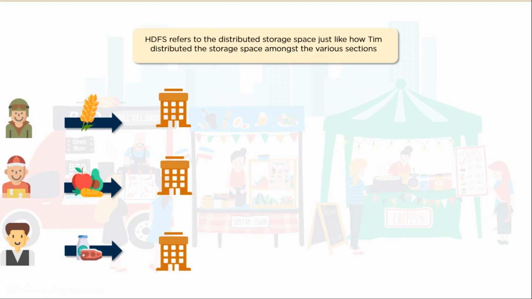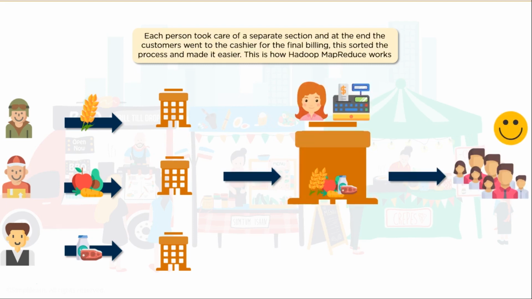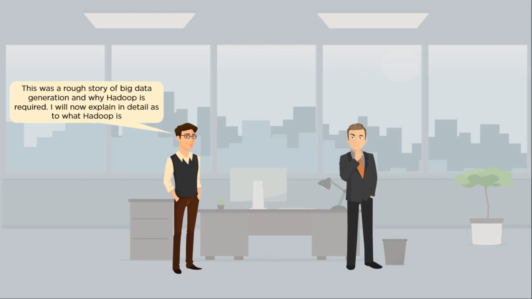Now, what is HDFS? Let's understand this. HDFS stands for Hadoop Distributed File System. So that's a logical storage layer. It's a distributed storage space, just like our example of Tim having distributed the storage space amongst various sections. Each person was taking care of a separate section, and at the end, the customers went to the cashier for the final billing. This sorted the process and made it easier. This is how Hadoop MapReduce works. Now that was a rough story of big data generation and why Hadoop is required, right?